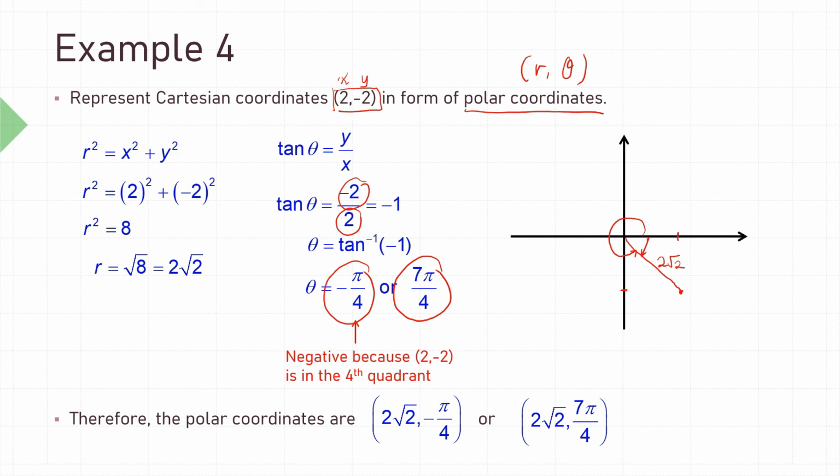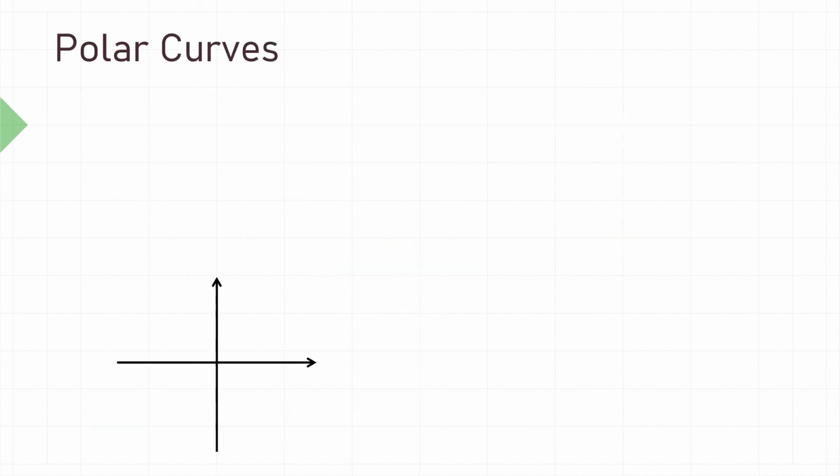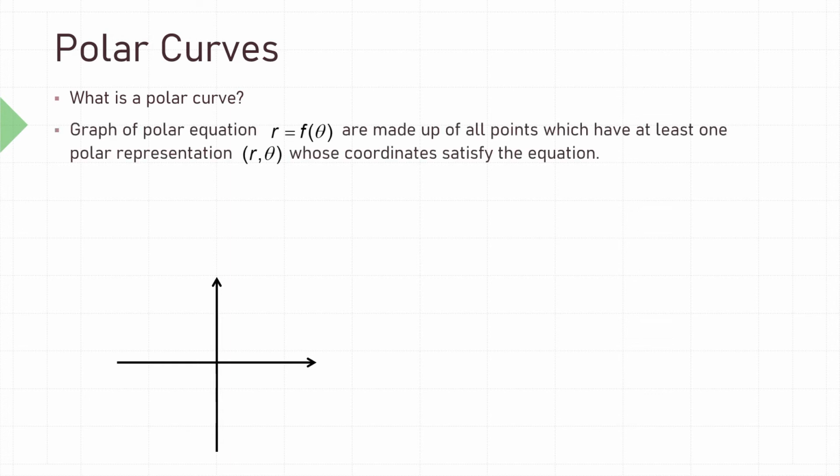Right, now we need to see what polar curves are. The graph of a polar equation, which is given by r equal to f of theta, is made up of all points which have at least one polar representation whose coordinates satisfy the equation. This one is actually the polar curve. What do I mean by this? Let's see this example. What curve can be represented by r equal to 1?